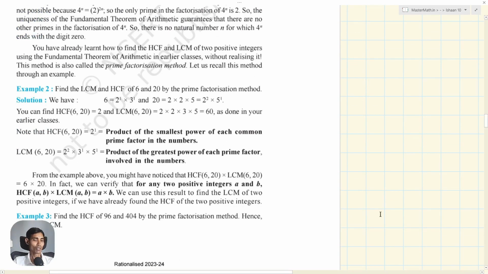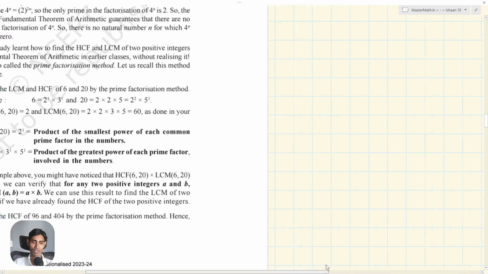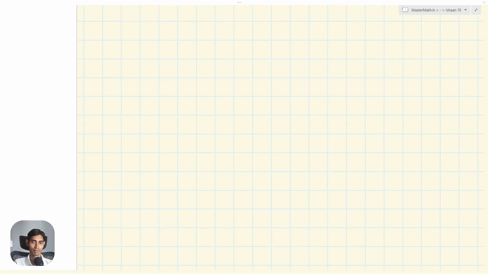Now we'll discuss HCF and LCM. You might already know what they are, but we'll study them from another perspective. So what is HCF and LCM? The full form: LCM is lowest common multiple and HCF is highest common factor. For this grade, we need to skip these definitions as long as possible, because these are confusing definitions.